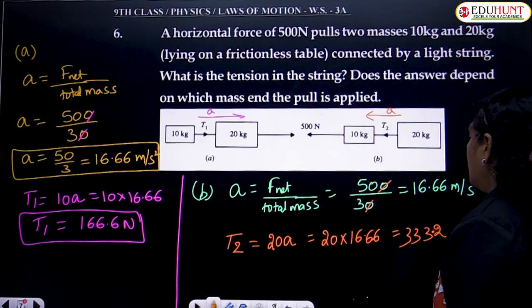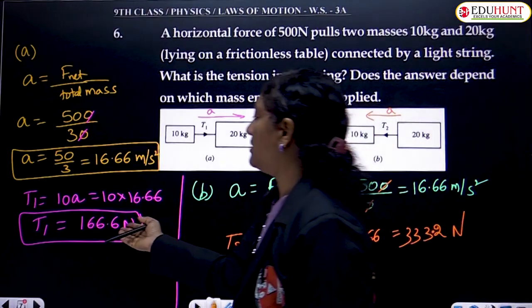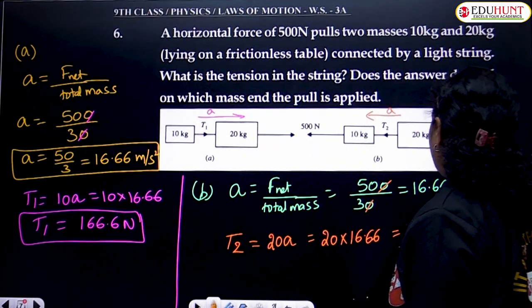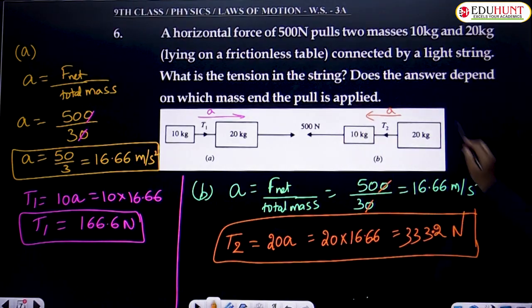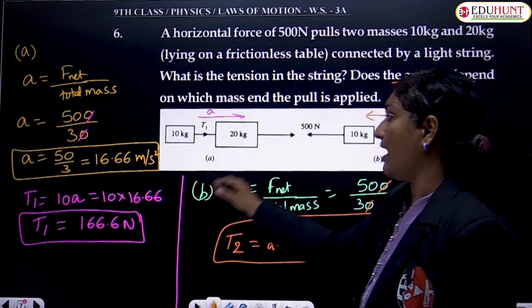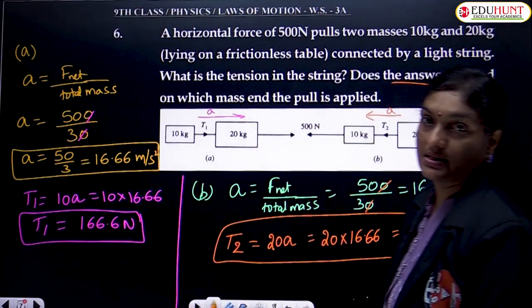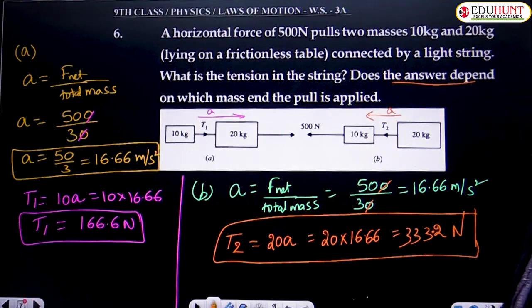So we have 333.2 Newtons. Earlier we had only 166.6 Newtons, but here we got 333.2 Newtons. You're asked whether the answer depends on which end of the mass the pull is applied. Of course it depends, because if the force is applied on the 20 kg mass, we get 166.6 Newton. If we apply the same force on the 10 kg mass, we get the tension in the string as 333.2 Newton. So it makes a lot of difference. So it matters, children.